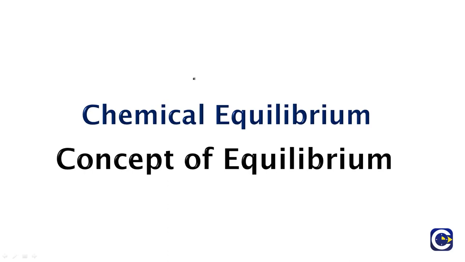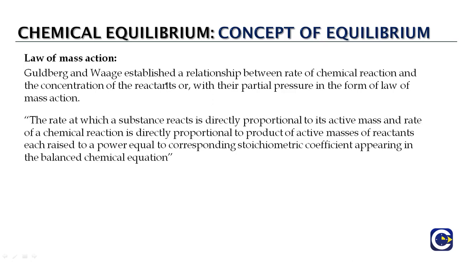Everyone, in this video we look at the concept of chemical equilibrium and the idea of equilibrium constant. Now when we look at chemical reactions, the rate of a chemical reaction is explained by a law which we call the law of mass action. Guldberg and Waage established a relation between the rate of a chemical reaction and the concentration of the reactants or the partial pressure of the reactants in a form which we call the law of mass action.